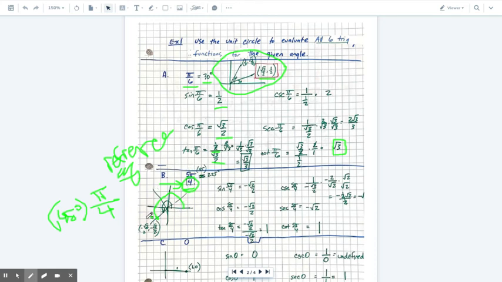And so 5 pi over 4 is in quadrant 3. So if you think all students take calculus, they're all going to be negative except for cotangent and tangent, right? So sine is negative square root of 2 over 2. Cosine is negative square root of 2 over 2. Tangent, right? It's the negative square root of 2 over 2 divided by negative square root of 2 over 2, which is a positive 1, okay?